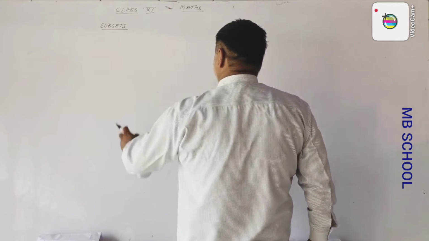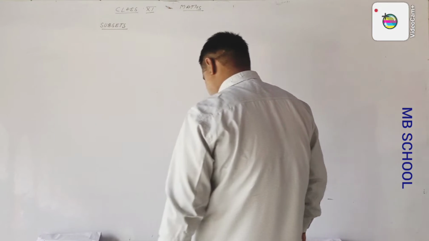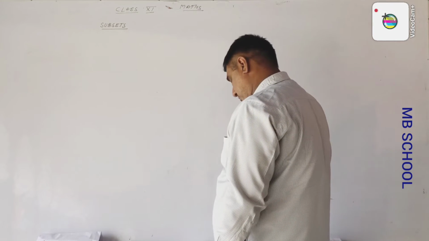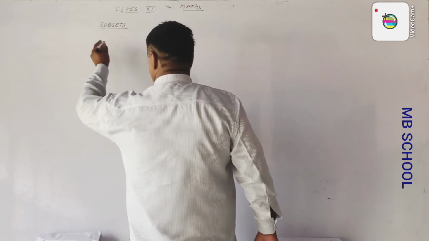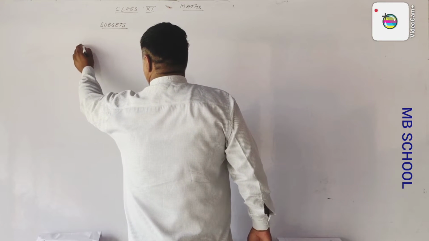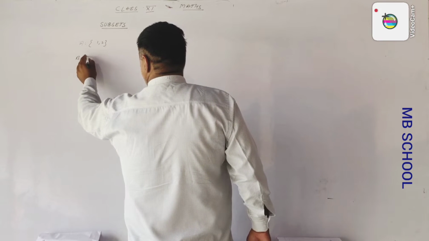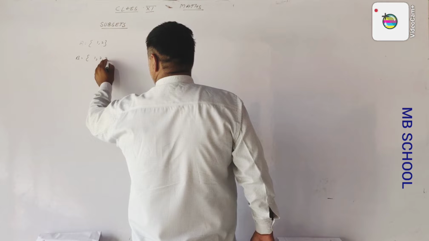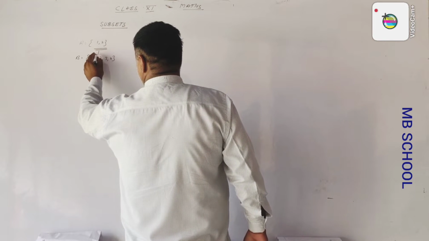Class 10+1, today's topic is subset. A set A is said to be a subset of B if every element of A is also an element of B. For example, A has elements 1, 2 and set B has elements 1, 2, 3, 4. Every element of A belongs to B.